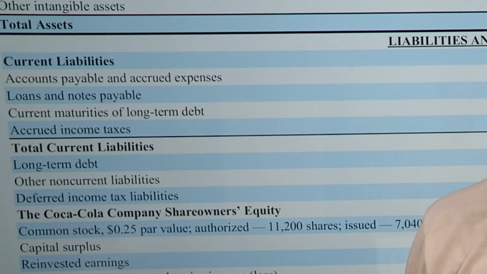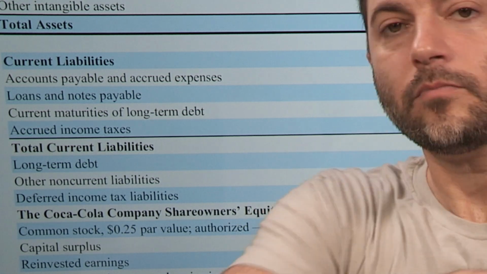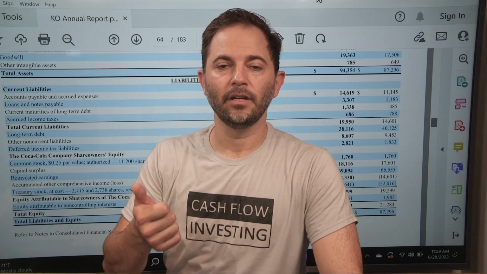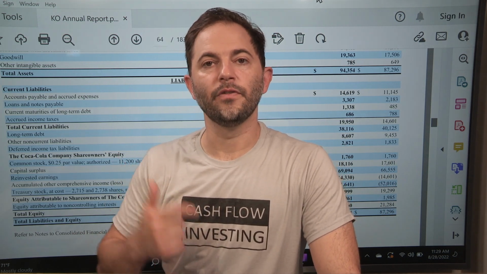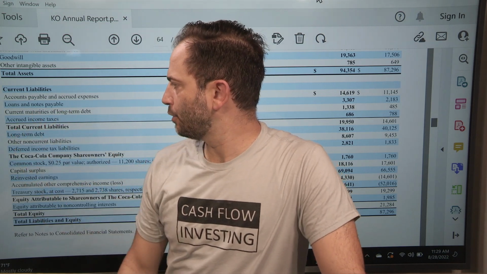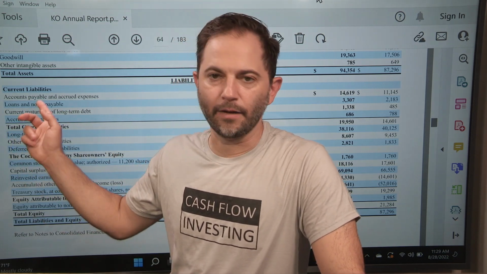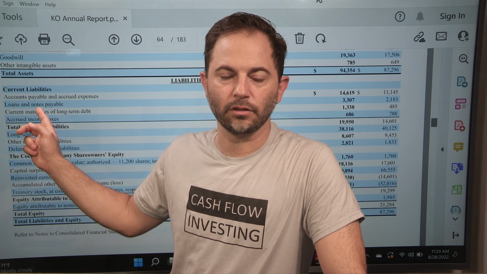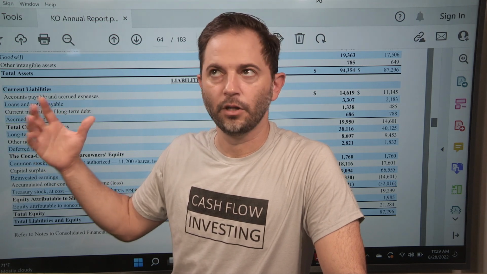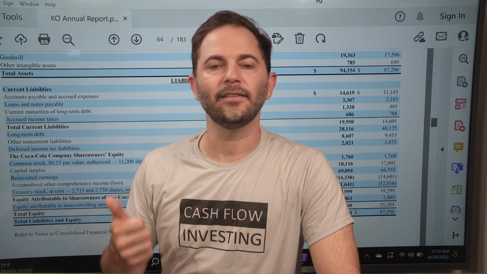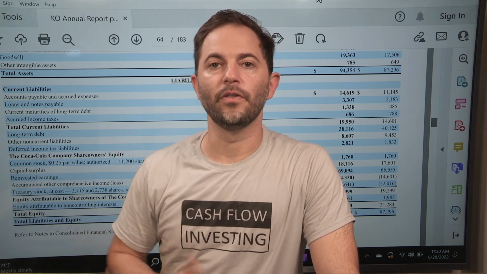Loans and notes payable, that's the current portion of long-term debt. So that's the principal payment and interest payment that's due within 12 months on the debt that you have outstanding. Current maturity, long-term debt. Oh, so then they just broke it out for you, two different lines. So that's exactly what it says. This is the long-term portion versus loans and notes payable, or different caliber of loans, but they're the same bucket. It's debt that they have that's due within 12 months.